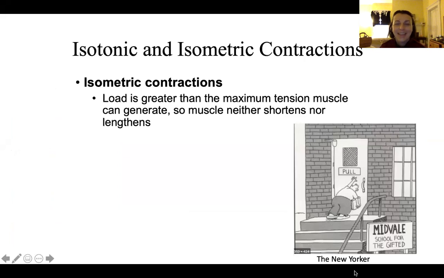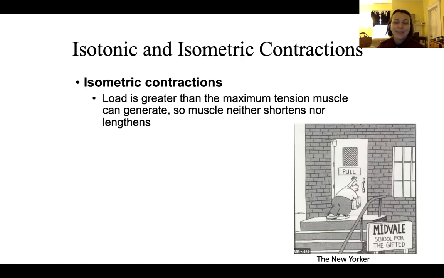Okay, so isometric. We just talked about isotonic. Now isometric is when the load is so great that there's no change, there's no work, right? Work equals force times distance. So if there's no distance moving, then technically it's not work because there's no movement.